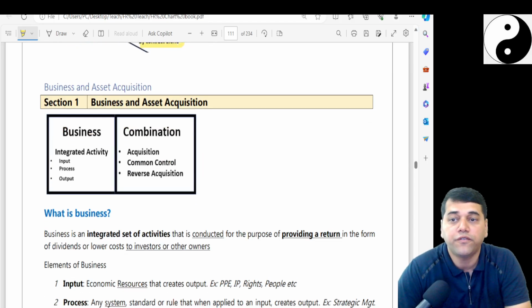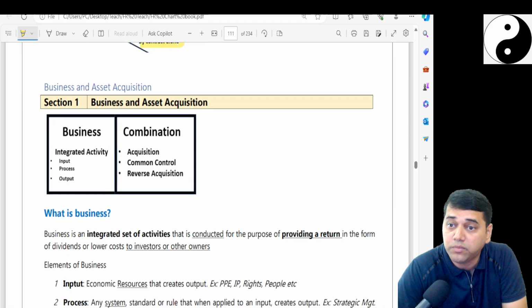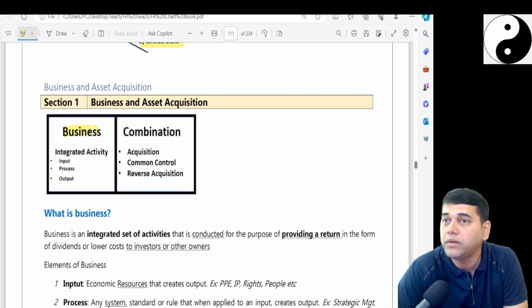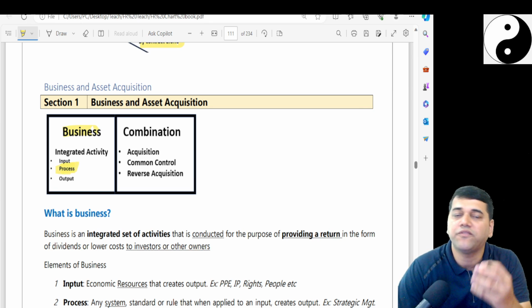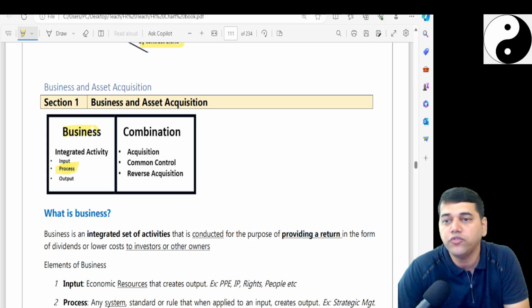Now, how do you differentiate a business from an asset acquisition? For this, you need to understand what a business is. Then only you will be able to differentiate. A business is an integrated activity which receives inputs. The process plays a very important role, which gives you the output. Combination is an acquisition, common control, or reverse acquisition.